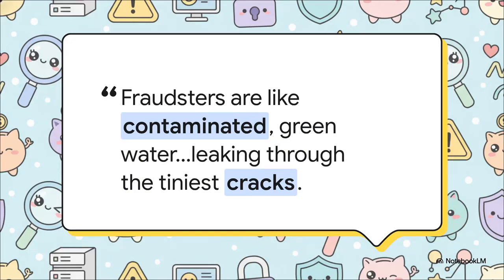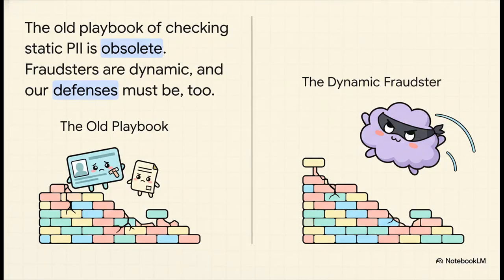You know, this quote from our source material, it just perfectly frames the challenge, doesn't it? Modern fraud isn't some big, loud battering ram. No, it's more like water. It's persistent, it's fluid, and it's always looking for the smallest crack to slip through in your defenses. So think about the old playbook, checking a name, an address, a social security number against some database. That's like building a brick wall and just hoping for the best. But fraudsters are dynamic. They adapt. So our defenses have to be dynamic too.